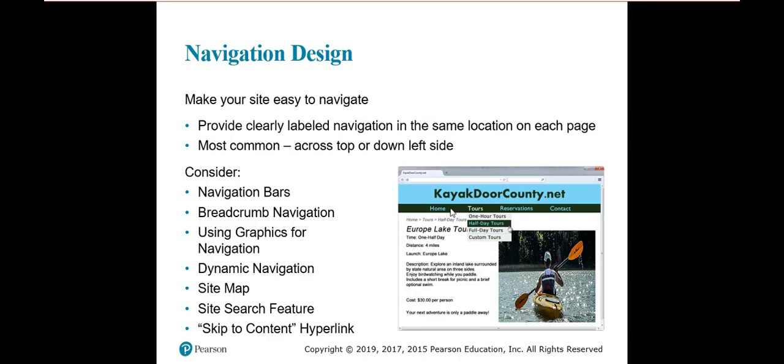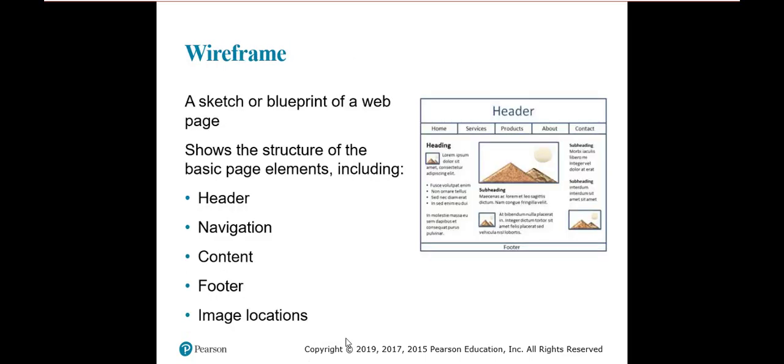You can have a sitemap, you can have a site search feature tool, you can have a skip to content hyperlink if somebody wants to skip. This is the wireframe. So basically, before designing any website, once the idea comes into your mind that you are going to design a website, then you should think of designing a wireframe. So what is a wireframe basically? It is a rough idea which you are going to design on paper.